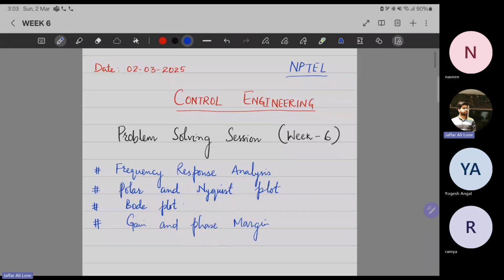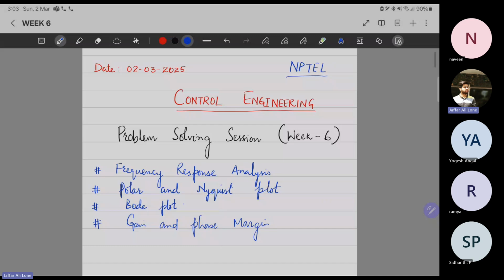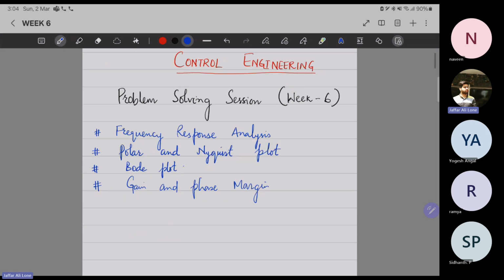Hello everybody. Welcome to this week's sixth session on control engineering. In today's problem-solving session, we will cover frequency response analysis, polar and Nyquist plots, Bode plots, gain and phase margin, and this you have covered in your previous lectures and slides.